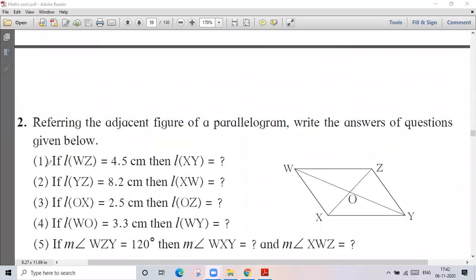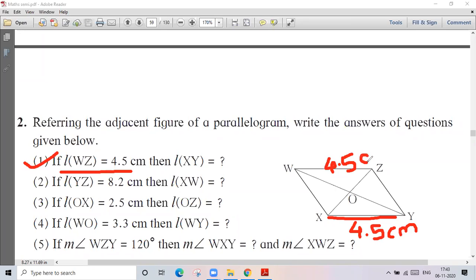Now look at the figure, guys. Question number 1. If the length of WZ is 4.5 centimeter, then what is the length of XY? XY will be 4.5 centimeter. The reason is that opposite sides of a parallelogram are congruent. Therefore, the length of XY is equal to 4.5 centimeter.